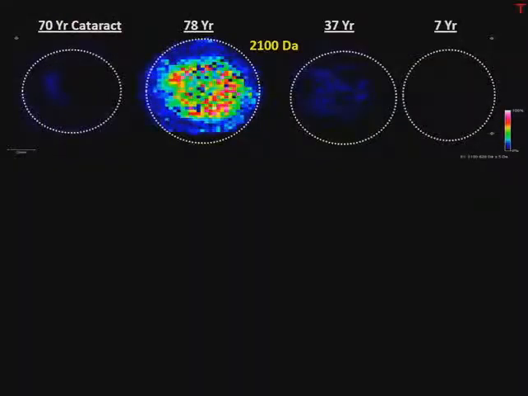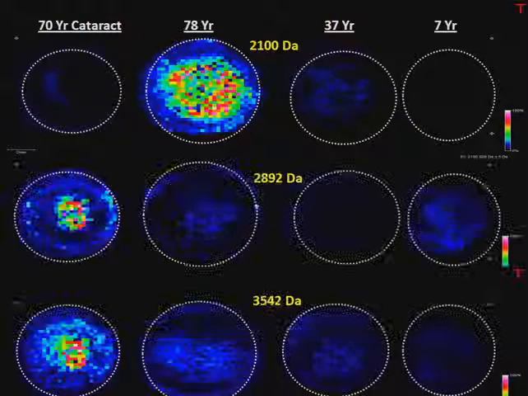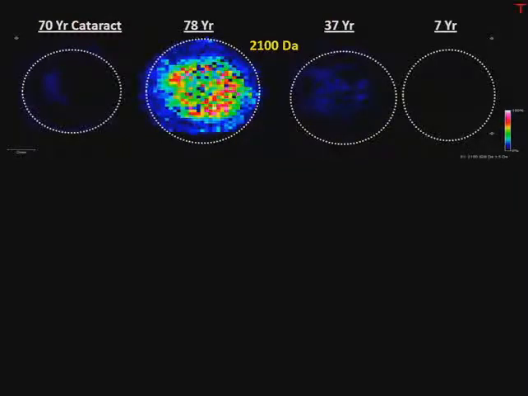So in a very, very recent study, we looked at age progression of different small peptides, presumably crystallin products. And so we go from right to left here: 7 years, 37-year-old, 78-year-old, and then a cataract lens. The goal of this study was to look at age increases in peptide products, but also to see if we could see anything that was unique to cataract.